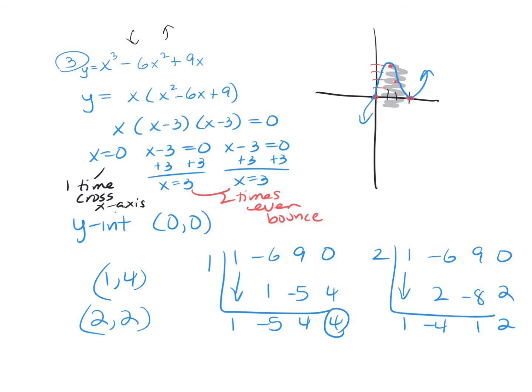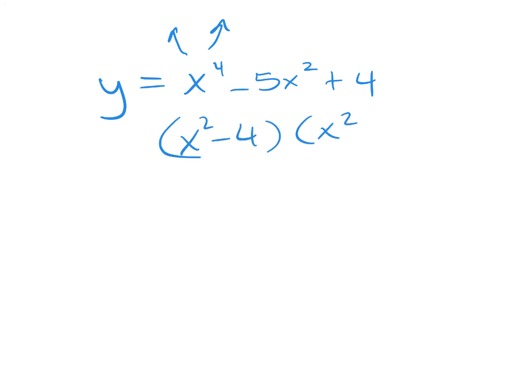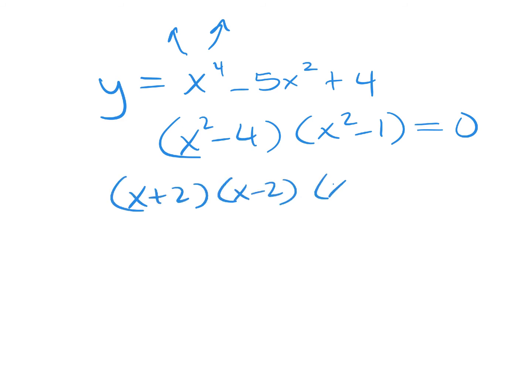The next example, y equals x to the fourth minus 5x squared plus 4. This end behavior is even, and it's a positive even, so it's going to be rising left and right. So what I can do here is factor this. It's going to turn into x squared minus 4 and x squared minus 1. Because the factors of positive 4 that give me negative 5 are going to be negative 4 and negative 1. Notice both of these are the difference of 2 squares. So I can factor it into x plus 2, x minus 2, x plus 1, x minus 1.